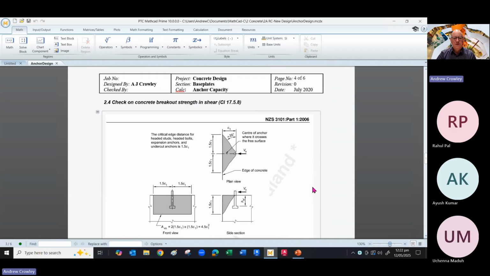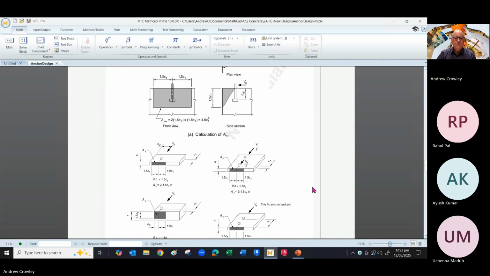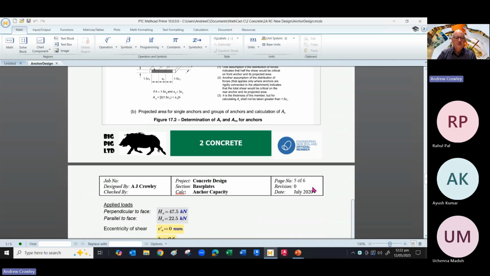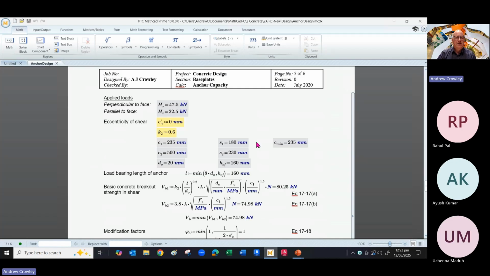So now we're looking at shear, and back to those diagrams given in the code. We work out what the shear failure area is. So we pull down our applied loads. We've got a perpendicular load in shear of 47 and a parallel of 22. We're not eccentric and our K2 factor is 0.6. We've pulled down our edge distances and our spacing of our bolts, and a reminder that our C-min is 235.